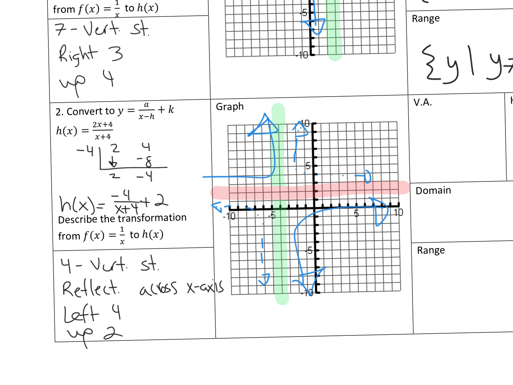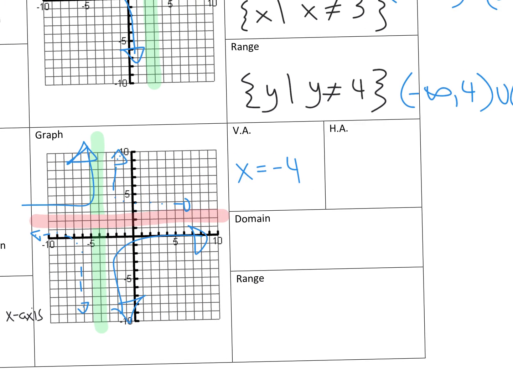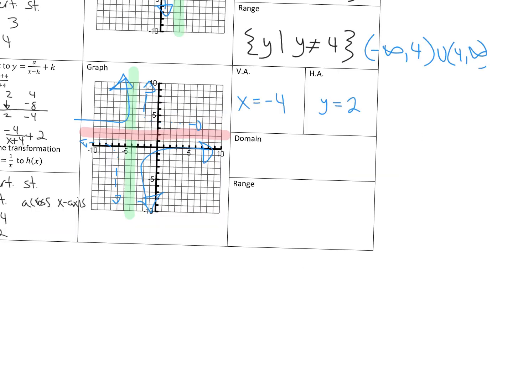Now, the vertical asymptote is going to be x is equal to negative 4. And then over here, your horizontal was y equals 2. And there you go. Now, you can go ahead and shorthand the domain again. You could go ahead and say that the domain is x is such that x cannot equal negative 4. And you could say for the range that y is such that y can't equal 2.